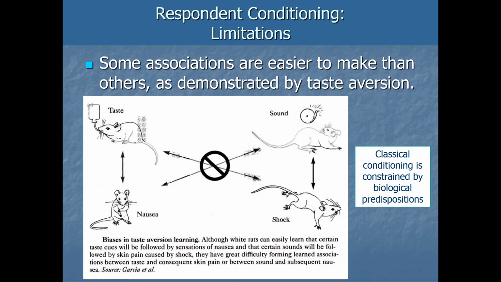So what this shows us is that even for such a universal phenomenon as respondent conditioning, there are certain details which depend on the creature's biological predispositions and evolutionary history. Not all learning is created equal, and some things are easier to learn than others when it comes to respondent conditioning.